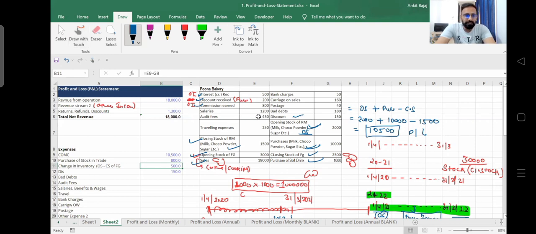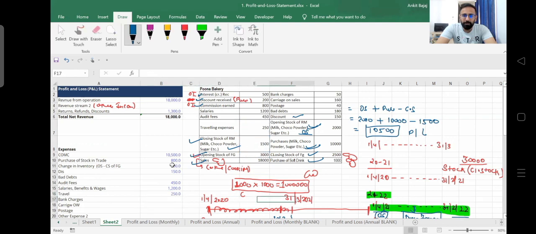Now if you see here, the company is paying salary, so we have to record salary in the P&L account. This is our expense. The salary is 1,200. Plus the company is paying audit fees. If the company is appointing an auditor, they have to pay audit fees also, so the chartered accountant will debit this expense in the P&L account. The company is incurring some traveling expenses, so definitely the company will record traveling expense also.